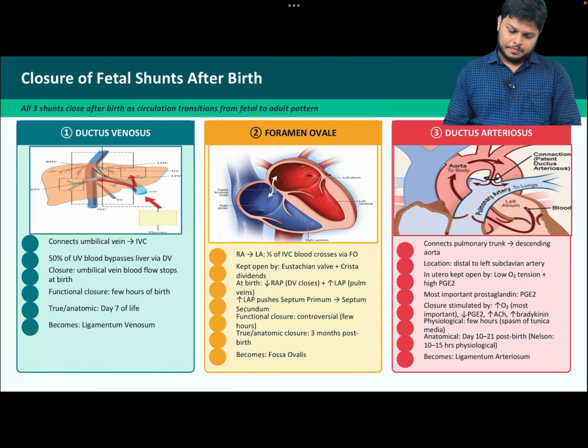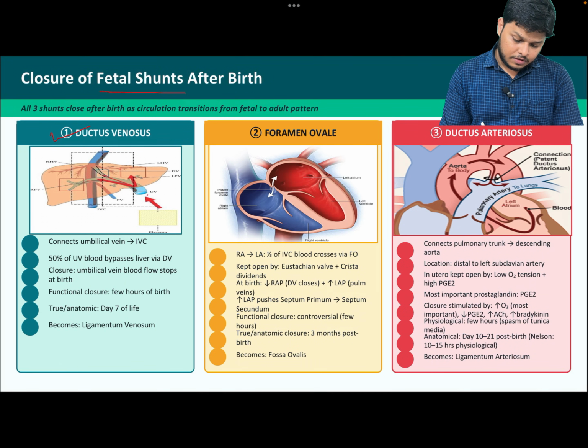Now the baby is born, the shunts should close, because fetal circulation and postnatal circulation are completely different things. So all three shunts close after birth as the circulation transitions from fetal to adult pattern. First, the ductus venosus. You understood? This part is the ductus venosus. This is the umbilical vein. This is the portal vein. This is the inferior vena cava.